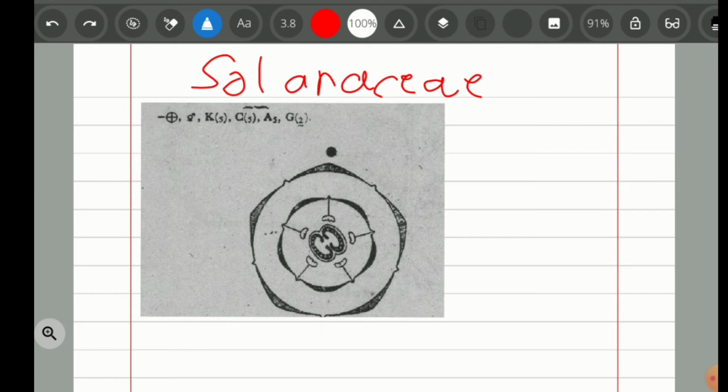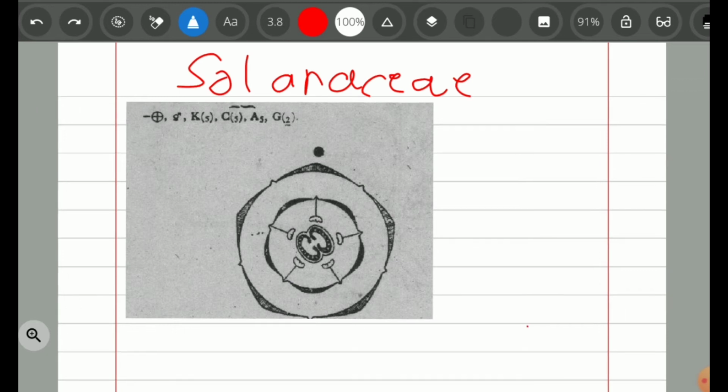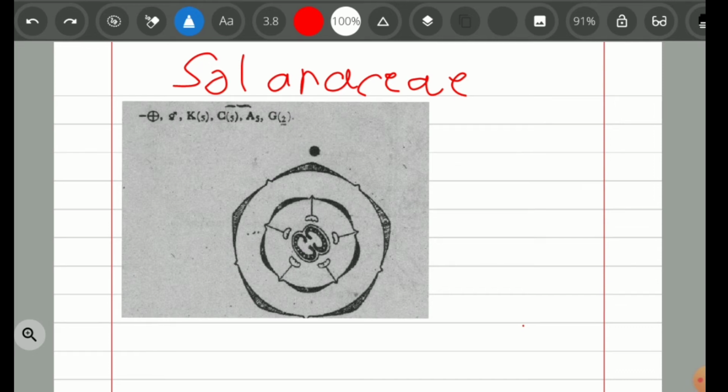Starting with the family Solanaceae, as we can see the geometry, it is radially symmetrical. That means it is an actinomorphic flower. N number of planes passing through the center can cut the flower or the diagram into two equal halves. Then comes whether it's male, female, or bisexual. It's a bisexual flower because it has both androecium and gynoecium in the same plane.